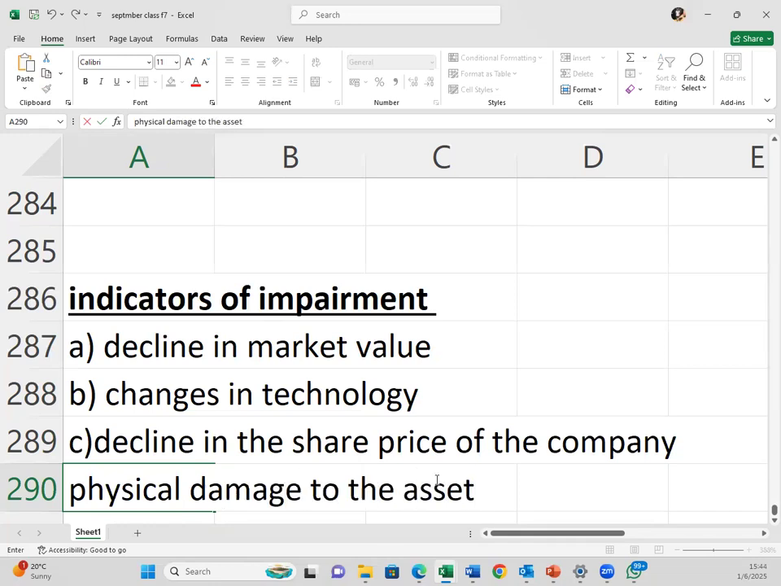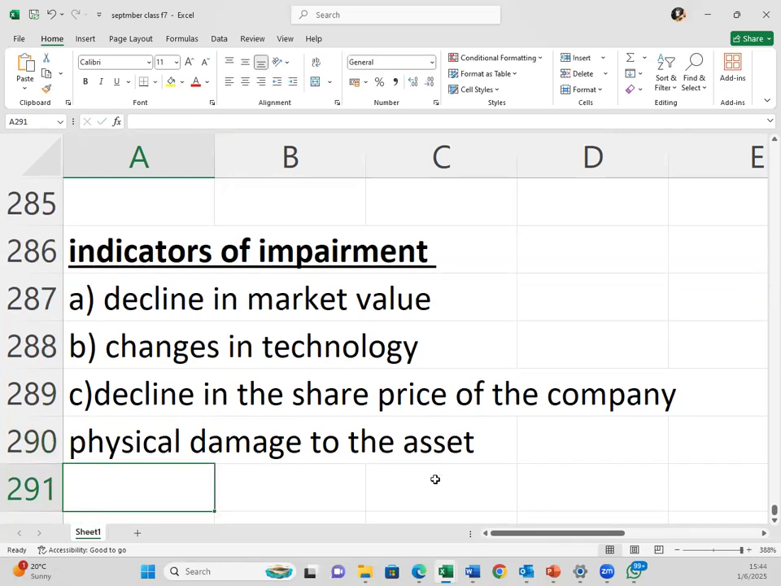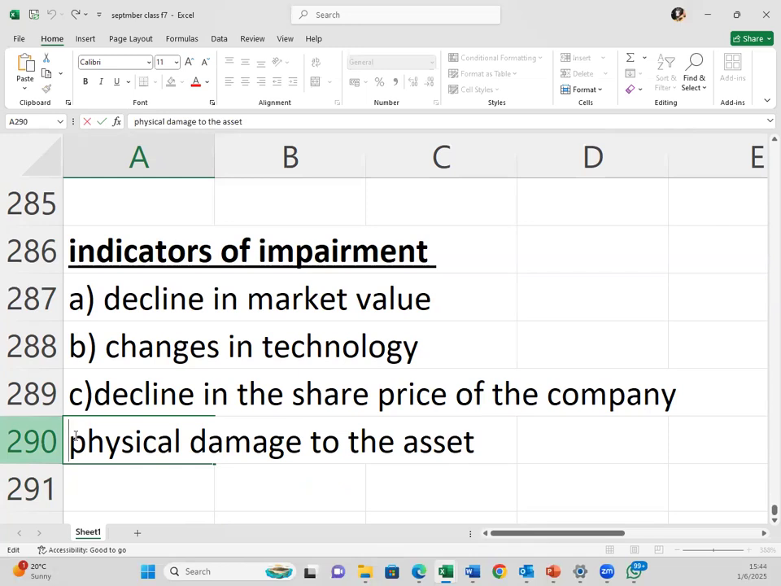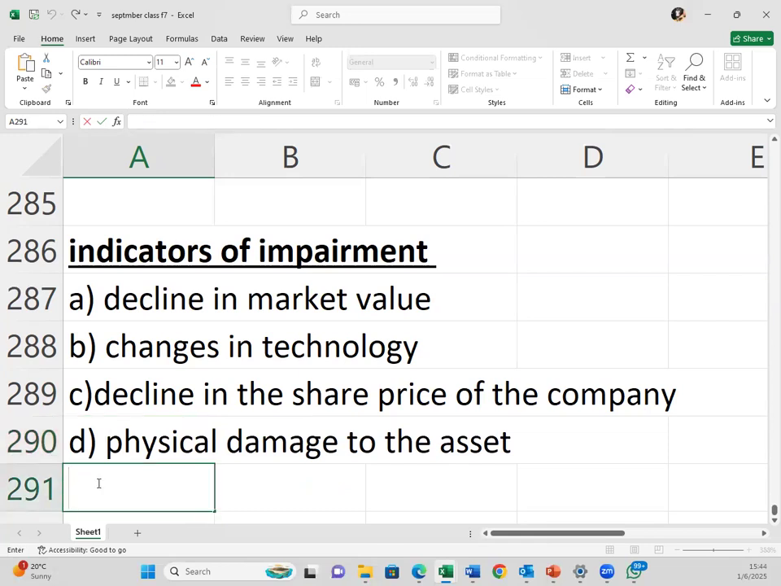So if the asset is physically damaged, we have to conduct an impairment review so that we consider whether we can still recover the carrying amount. Is it still possible for us to recover the carrying amount? Because remember, the carrying amount is what you are expecting from that asset, either from selling it or if you continue to use it in the business. So if there are physical damages to the asset, this might entail that we will fail to recover what we wanted from the asset. So the physical damage to the asset can also be an indicator of impairment.